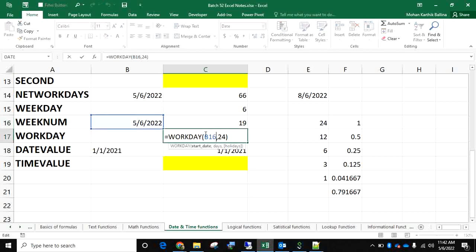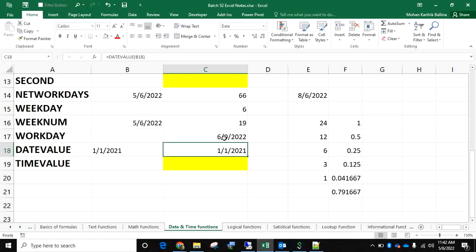Work day, you have a start date and you will take 24 days to complete it. What would be the estimated date? Date value, if your date is in text format, it will convert into an actual date format. Okay.